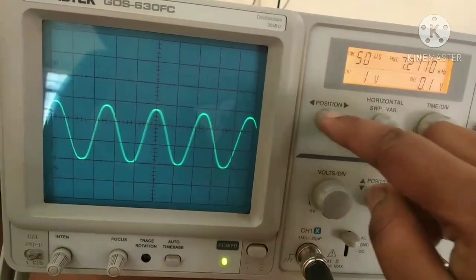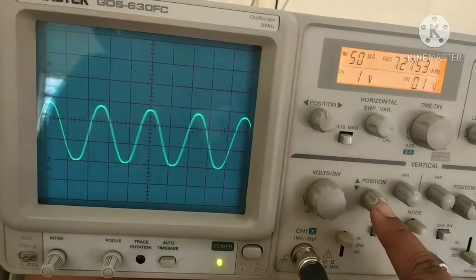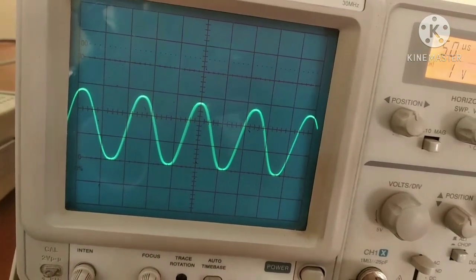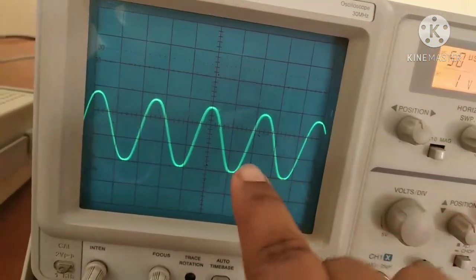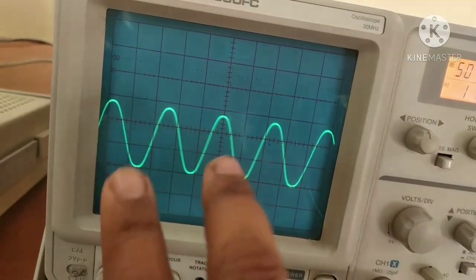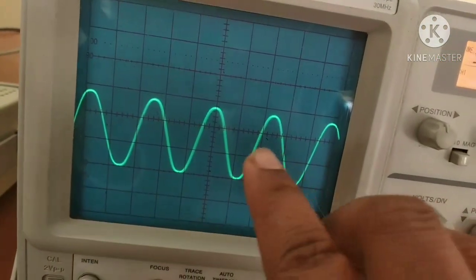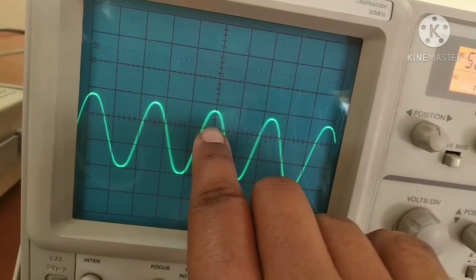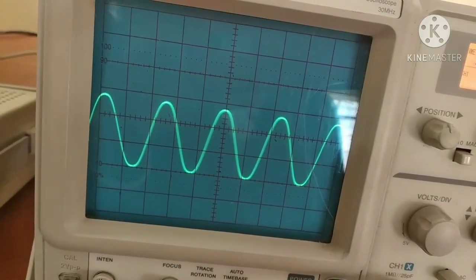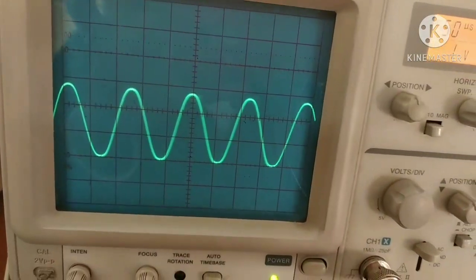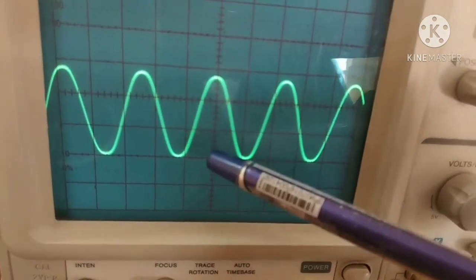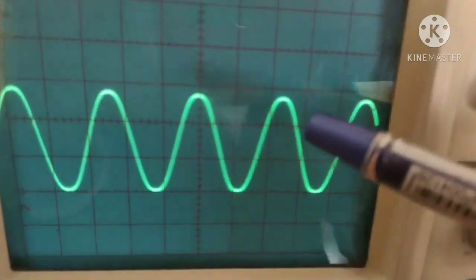With the help of this position knob, we can set the signal that way. Then we count the number of big divisions the signal covers, peak to peak. 1, 2: 2 big divisions, and small divisions we can count 0, 1, 2, 3, 4. There are 2 big divisions and 4 small divisions.